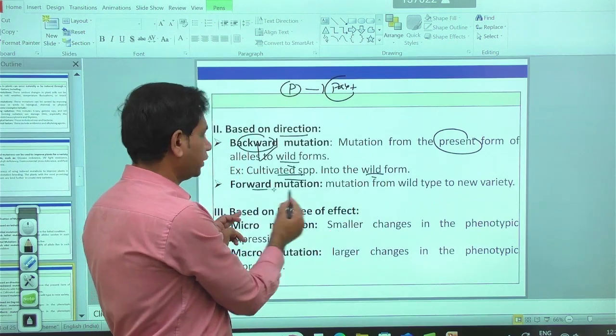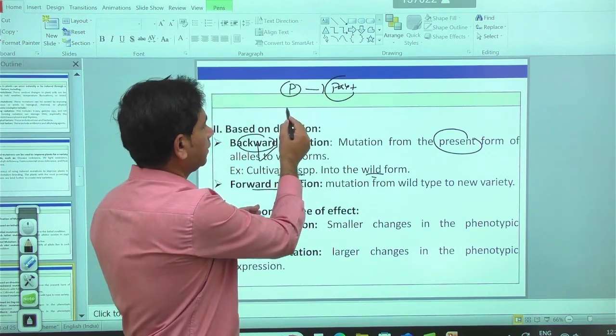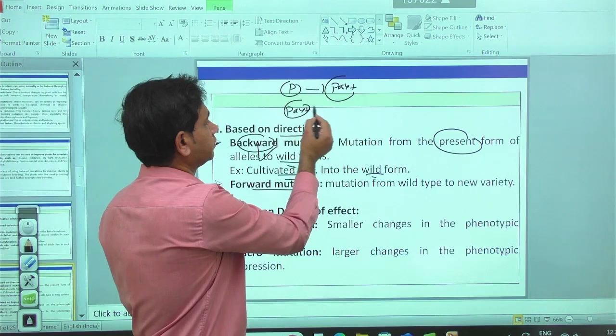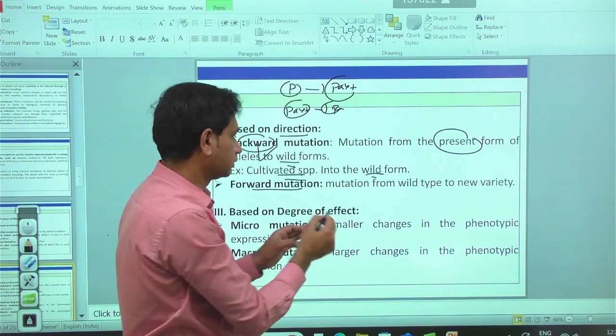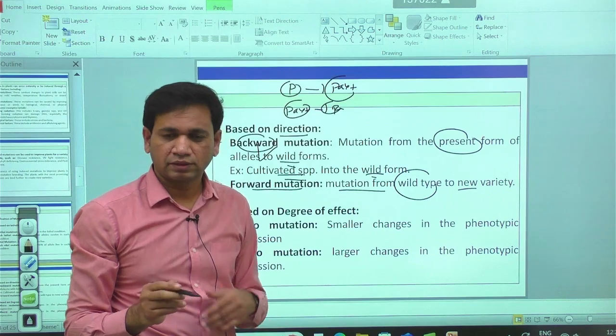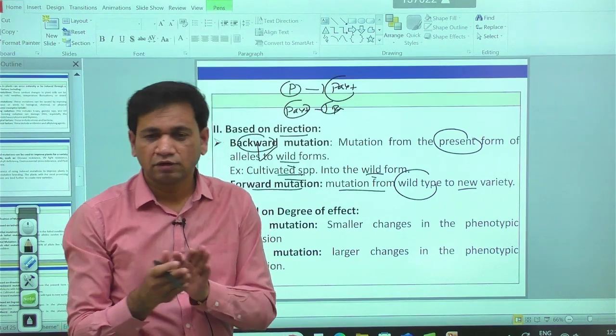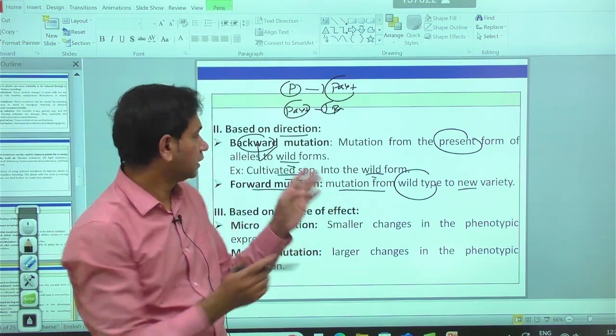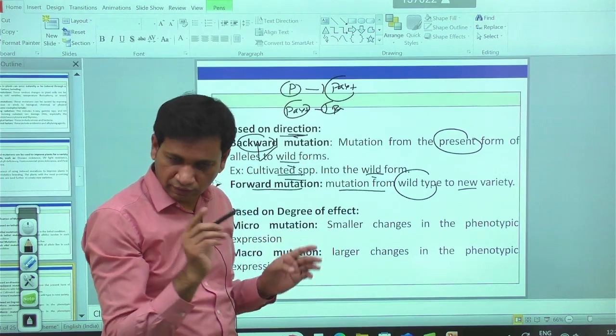Another one, forward mutation. Forward means going from the past to the future, so mutation from the wild type to the new variety. So we have both backward mutation and forward mutation based on the direction. That is the second classification.